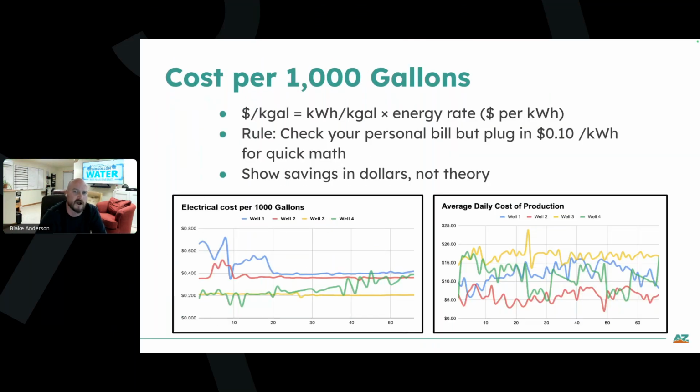So now let's break down the cost of how much power it takes to pump 1,000 gallons, or as we call it, energy intensity. So your next step is to convert that energy intensity into dollars. And you want to do this for two reasons. One, as an operator, your time's valuable and you want to know that the potential savings are worth you making changes or investing in more efficient equipment.